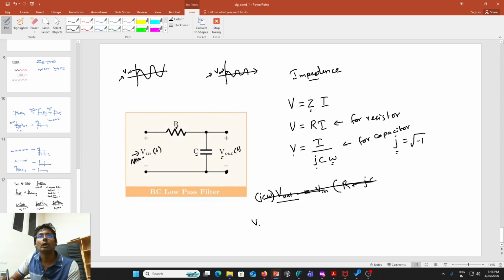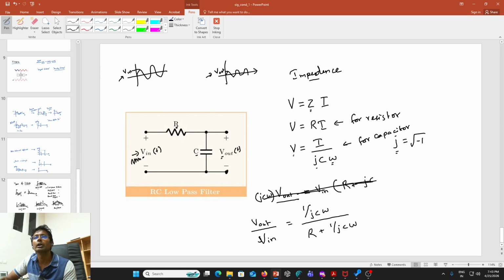So, V out by V in, let me directly write it, which is equal to 1 by jC omega divided by R plus 1 by jC omega. Okay, so this is the relation.